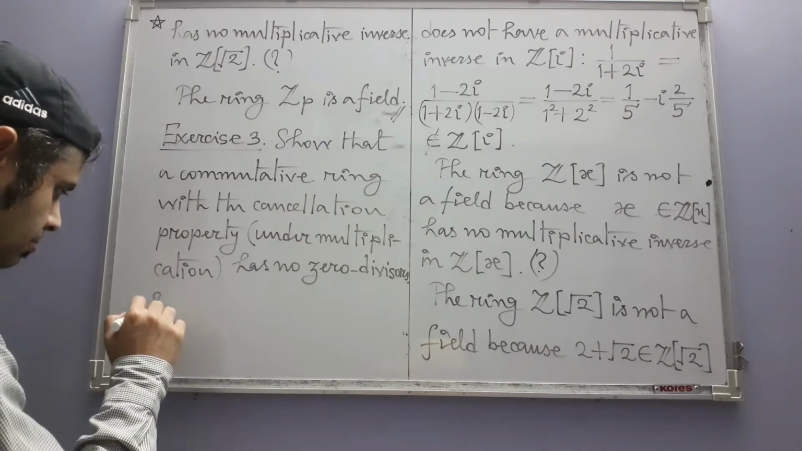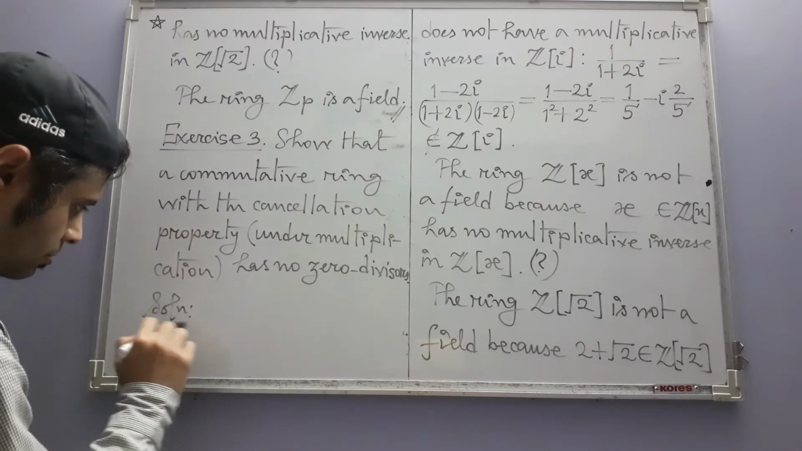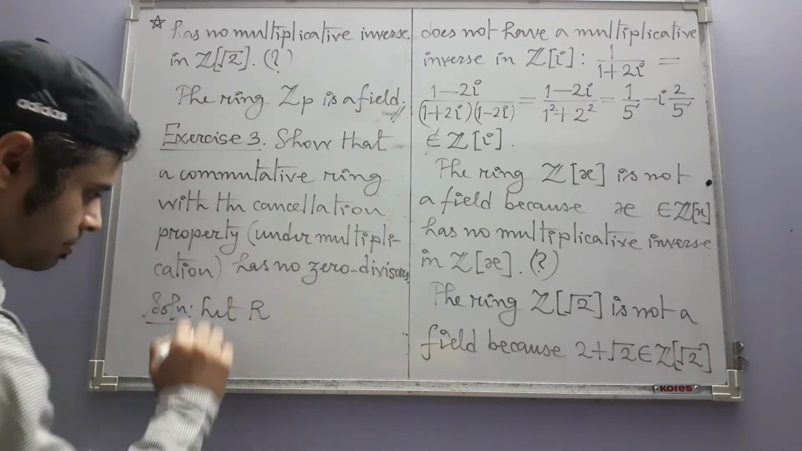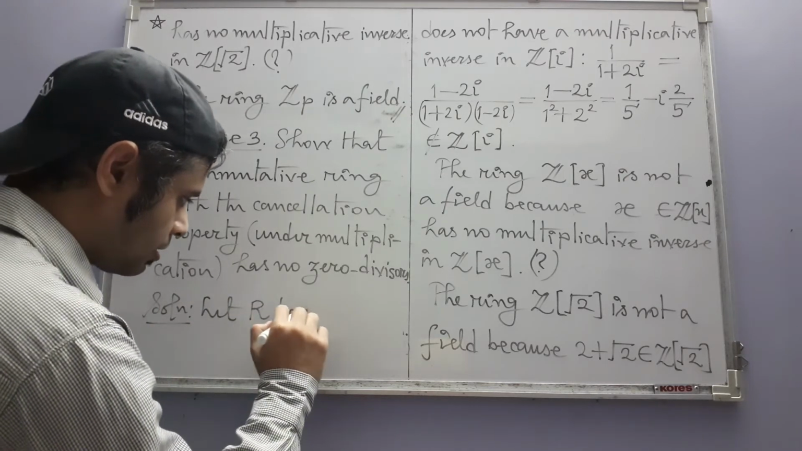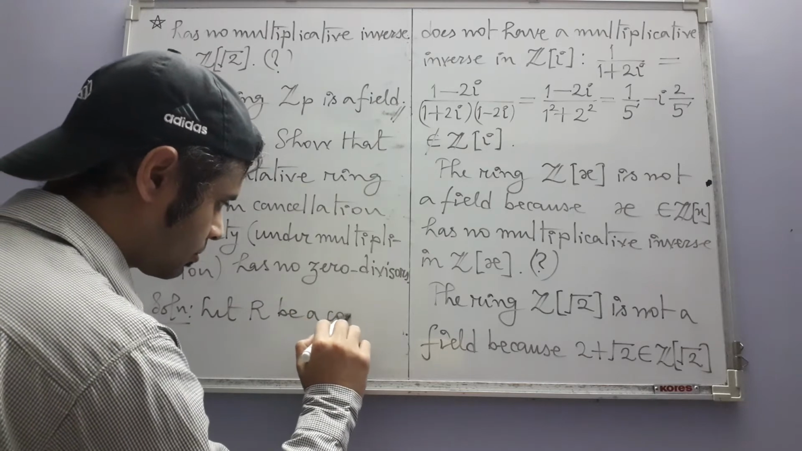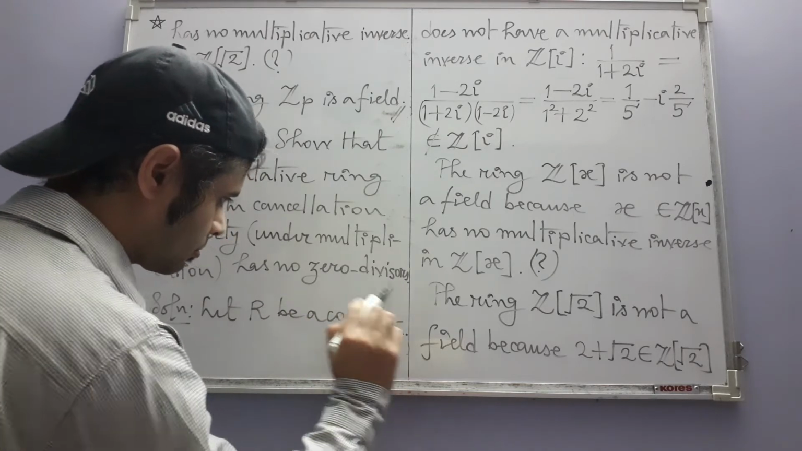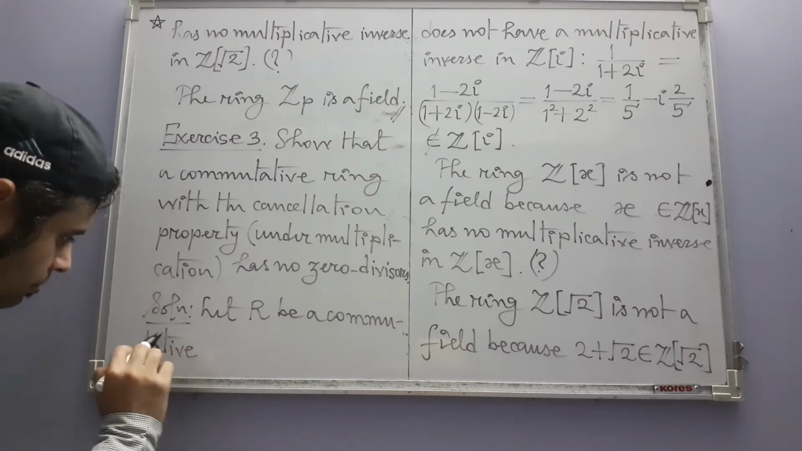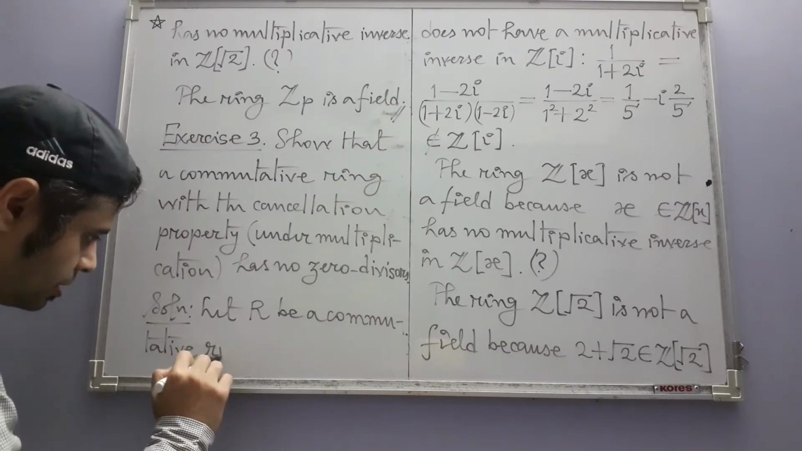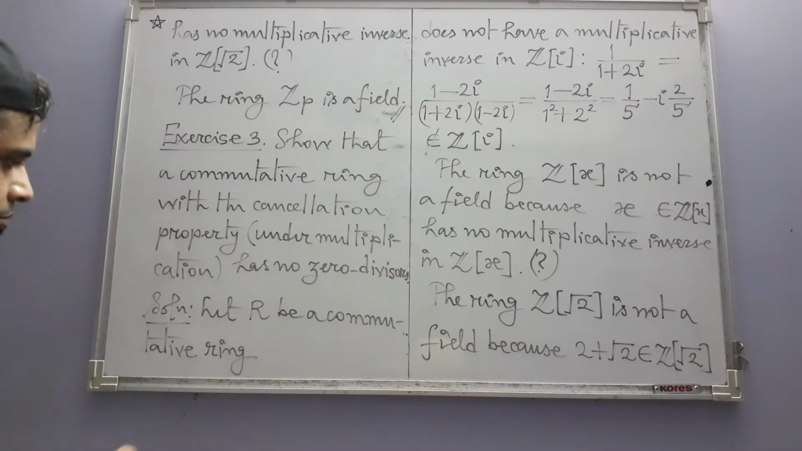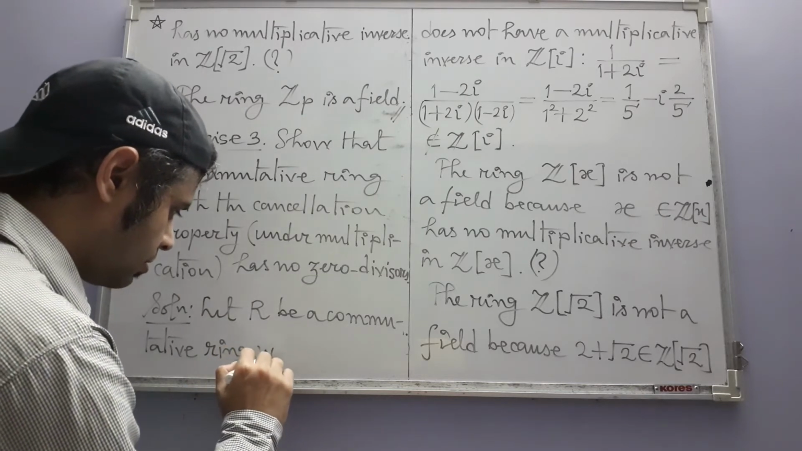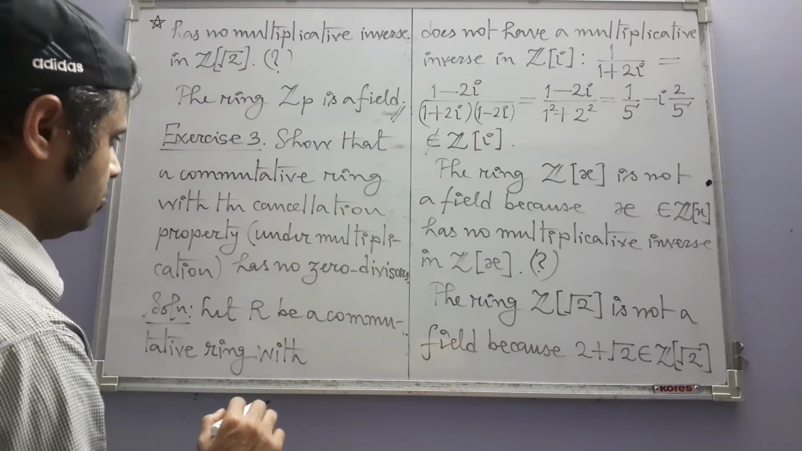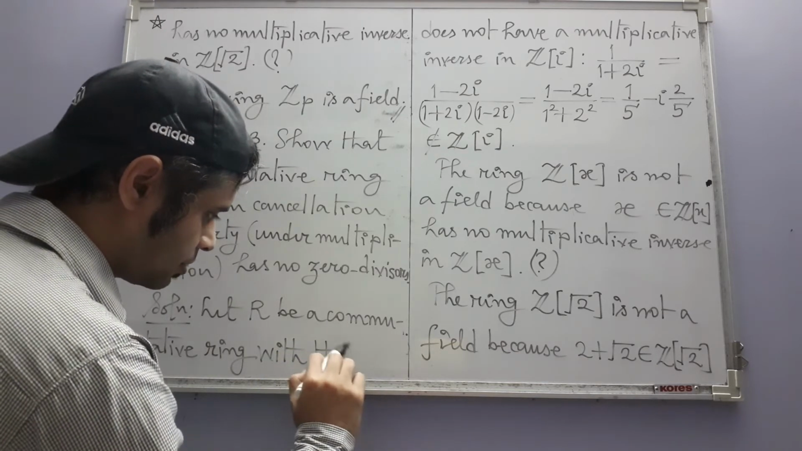Okay, so let R be a commutative ring with the cancellation property.